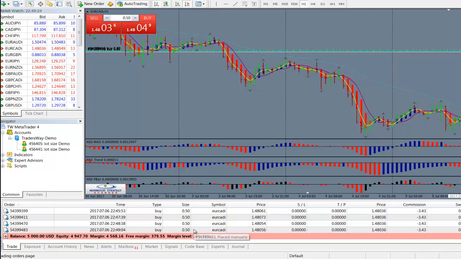Right here, now we're going to see if it'll take another trade. It says no, it won't even take another trade. That's just the maximum number of trades you can put on with this lot size. This is over trading your account. I'm going to close one of these trades. I'll close this one.